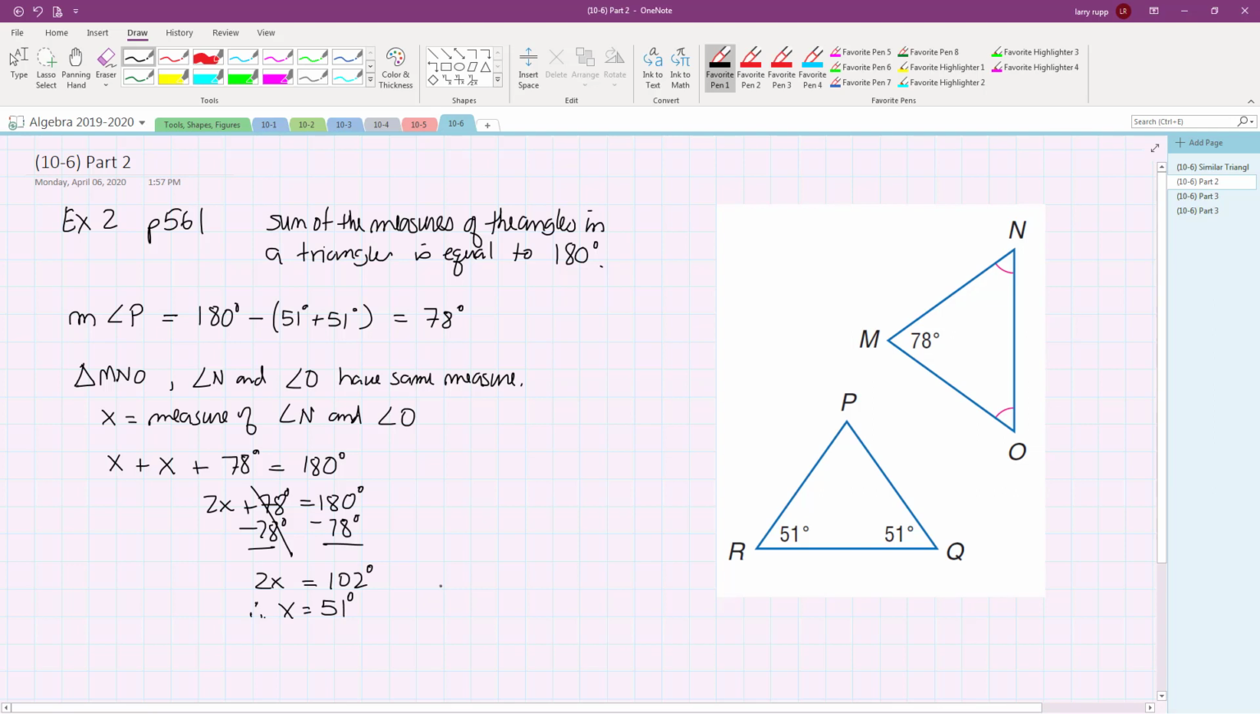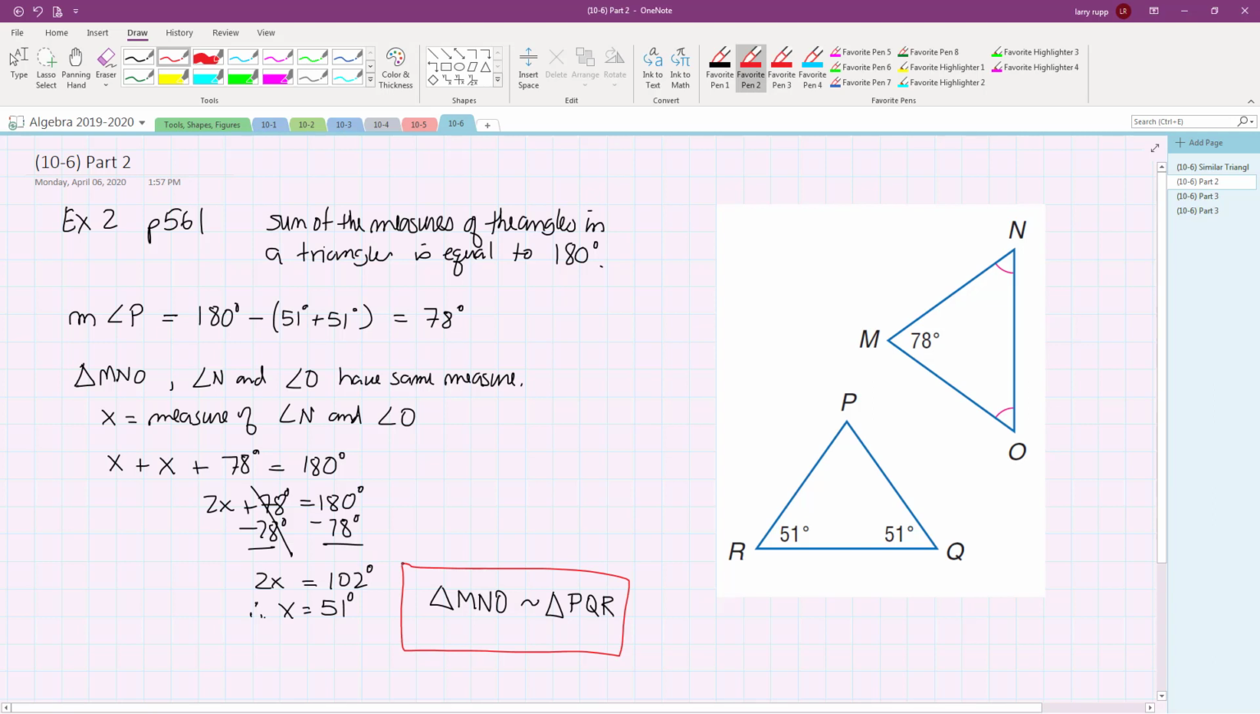So therefore you can say that triangle MNO is similar to triangle. Now here is where you need to pay attention to the order that you run this triangle through. M needs to correspond to angle P. N needs to correspond to what? Q, that's right. And O needs to correspond to angle R. And that is the answer to the question.